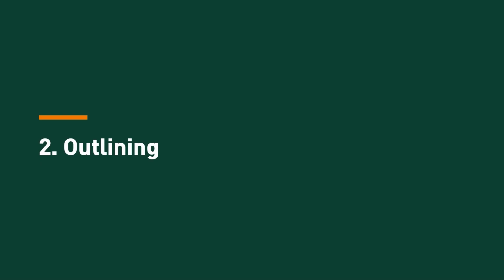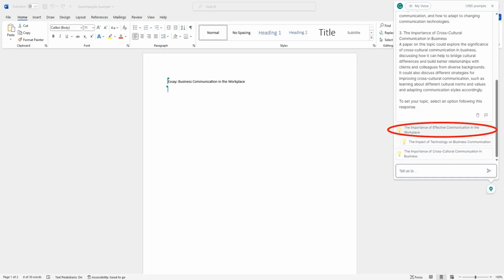The second way you can use Grammarly Go in your writing process is to help you outline. There are 2 ways to go about outlining with Grammarly Go. The first way is outlining after you have already used Grammarly Go to help you brainstorm topics. To do this, you'll want to read through all 3 topics that Grammarly gave you. If you scroll down to the bottom of the Grammarly options, you will want to select the option that you want to write about. So in this case, I just selected the first option.